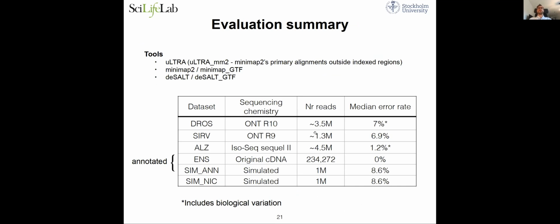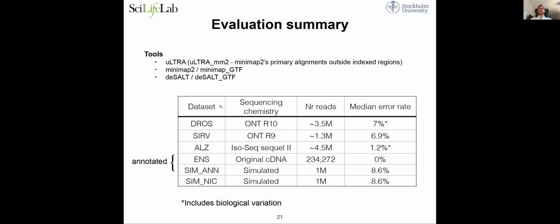And so moving on to evaluation. We tested our algorithm both as a standalone tool and as a wrapper around Minimap2, where we use Minimap's alignments in unannotated regions, but our own in the annotated regions. We compared it to Minimap2, both by itself and with a guiding GTF annotation, and we also evaluated it against SALT with and without a GTF annotation.